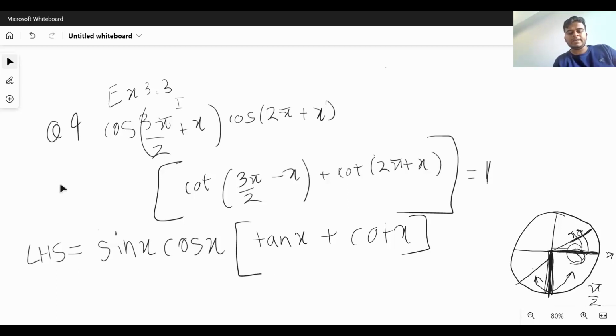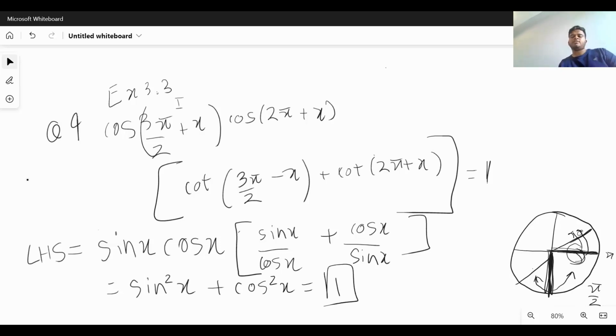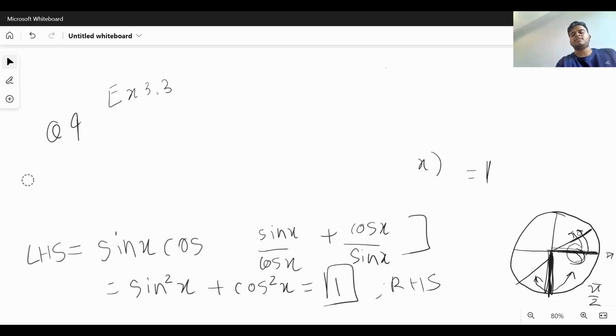Now you can write tan x as being sin x over cos x and cot x as being cos x over sin x, correct? When you multiply this term inside both the terms, you'll get the sine, the cos, and cos gets cancelled in the first term, you'll get sine square x plus the sine, and sine gets cancelled in the second term, we'll get cos square x. And we all know sine square x plus cos square x equals to 1. Question is solved, correct? Because that is the RHS. Moving on to the next question.